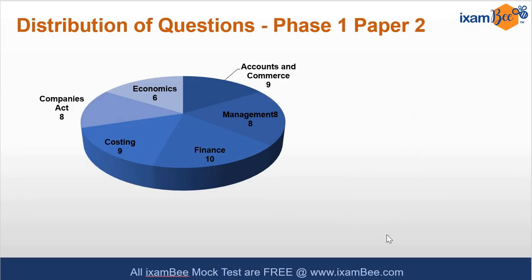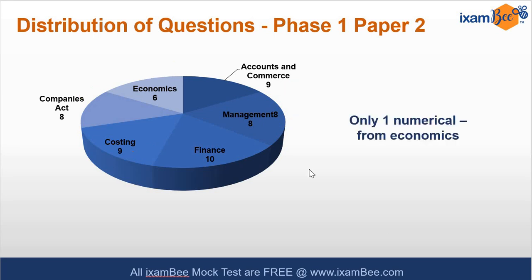So if we first look at the distribution of questions that came for paper 2 for the general stream, it was a very well distributed paper with all the 6 subjects being covered very well. Accounts and commerce, or commerce and accountancy as it is known, there were 9 questions. Management, there were 8 questions. Finance, there were 10 questions. Costing, 9 questions. Companies Act, 8 questions. And economics, there were 6 questions that came. So all the 6 topics were very well covered.